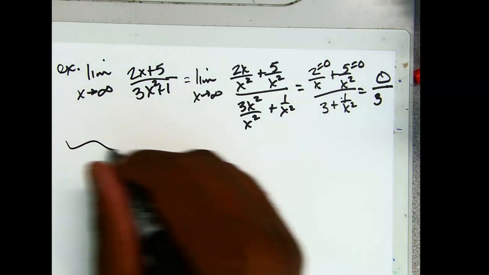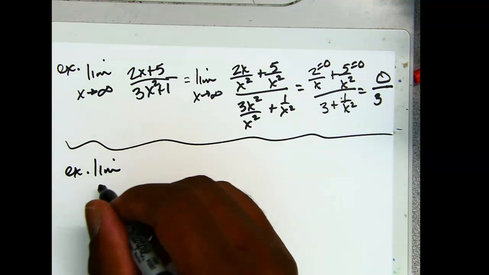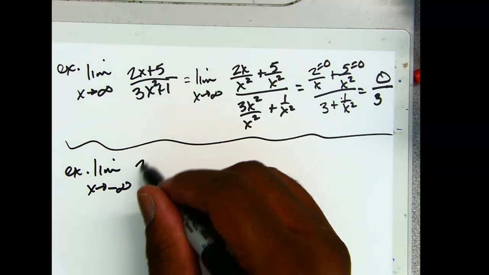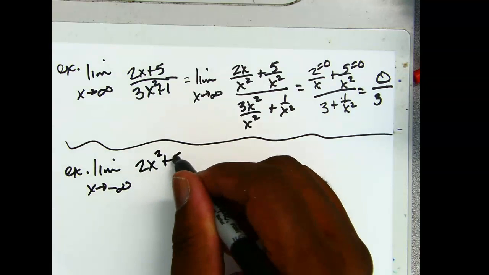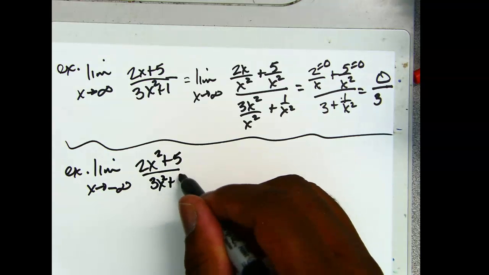So how about the next example? Limit as x goes to negative infinity, and then this one will be 2x squared plus 5 over 3x squared plus 1.